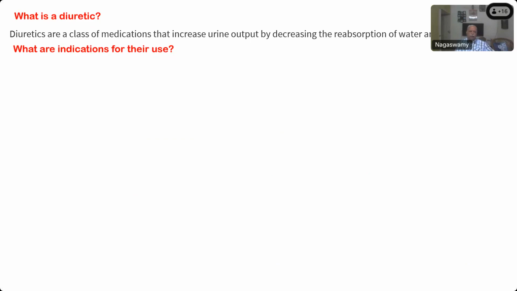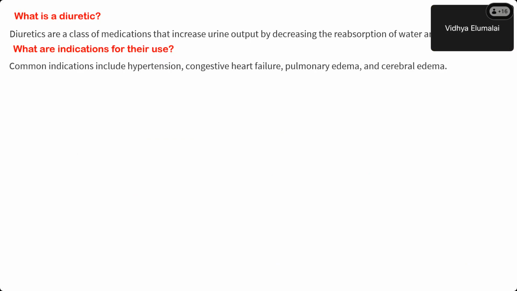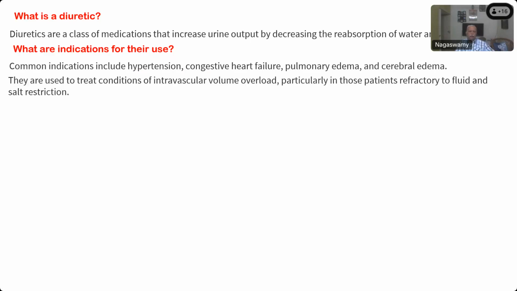Heart failure. Systemic pulmonary edema. Okay. Common conditions include hypertension, congestive heart failure, pulmonary edema, and cerebral edema. These are the 4 commonly indicated conditions. They are used to treat conditions of intravascular volume overload, particularly in patients refractory to fluid and salt restriction.